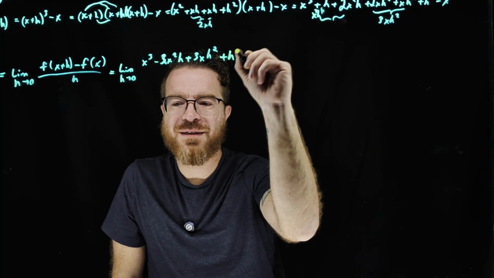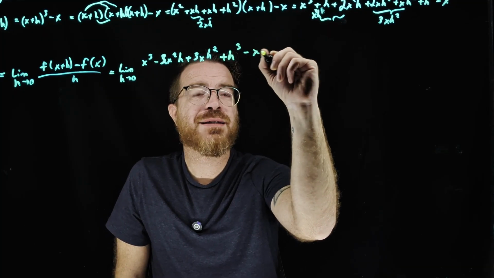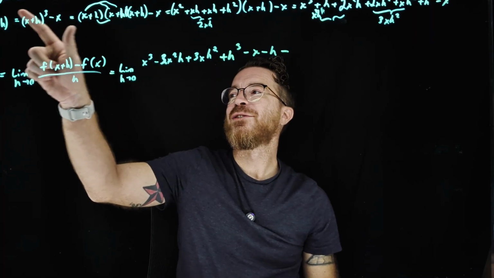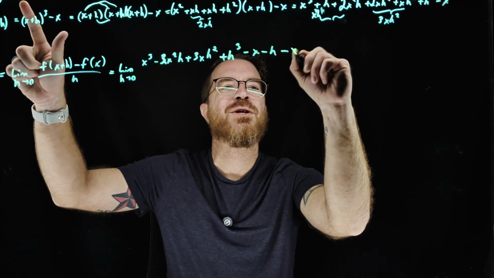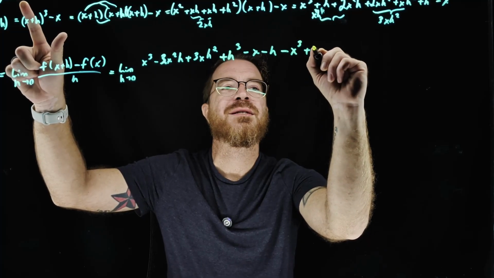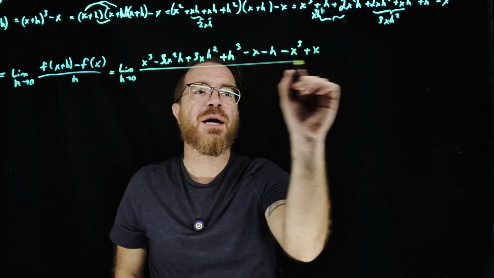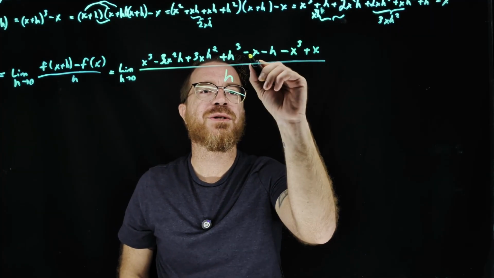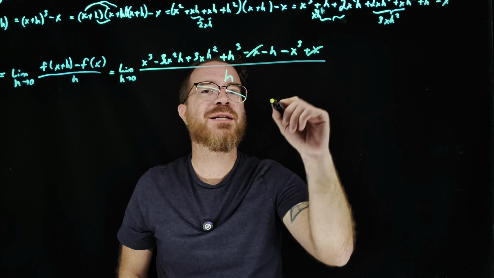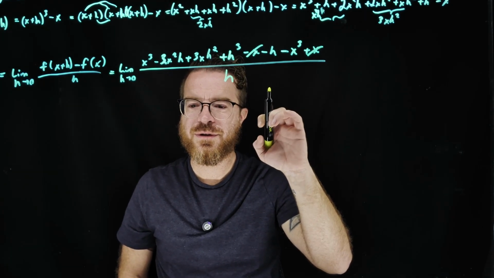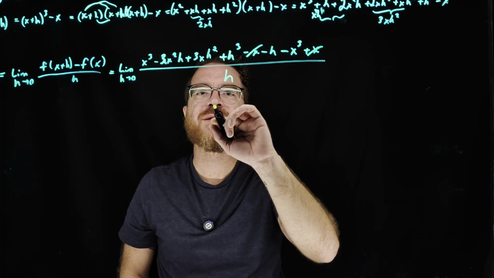Plus h cubed minus x minus h, and then minus our f of x term, which is going to be minus x cubed plus x. Cool. So now this is all divided by h, and I'm going to cancel out this negative x with this positive x, and I don't have, where's my x cubed?